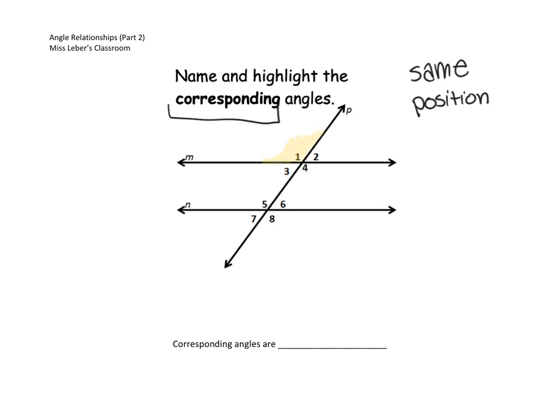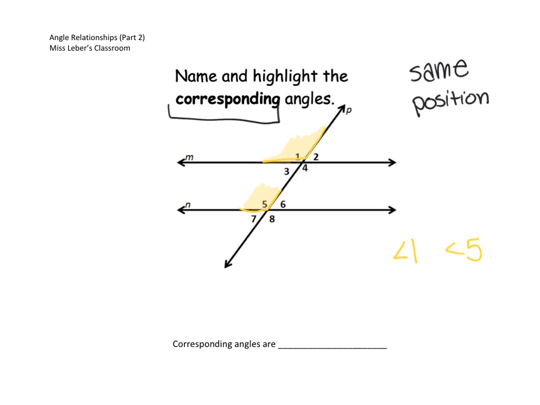If I'm looking for the angle that's going to be in the same position as angle 1, I'm going to look to line N and I see that angle 5 would be in the exact same position if I just slid it down the transversal. If I took angle 1 and slid it down the transversal, that would pair up with angle 5. So one set of my corresponding angles are angle 1 and angle 5. That's one set. I want you to try and identify the other three sets.